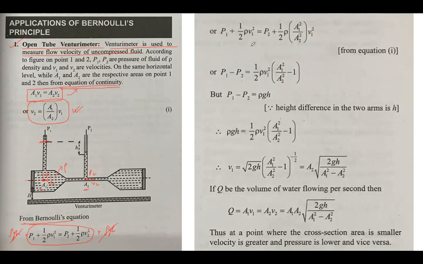Now V2 is replaced by the equation from the equation of continuity, equation 1. So we will get P1 plus half rho V1 square is equal to P2 plus half rho V2 square, and instead of V2 we'll write A1 by A2 V1. Now, when we bring P2 to this side, we get P1 minus P2 is equal to half rho V1 square into A1 square by A2 square minus 1.